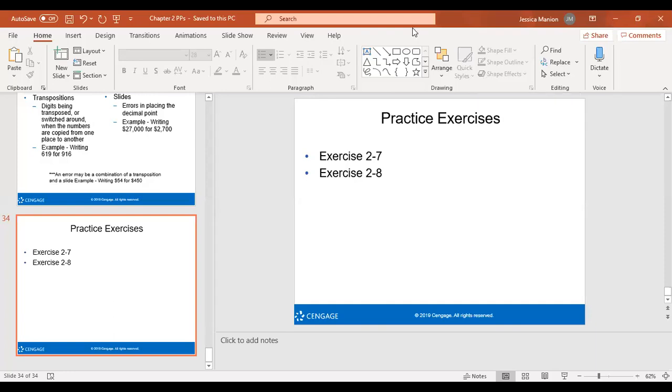PowerPoint. I am going to stop sharing that with you. And then of course these PowerPoints are all in OwlNet for you, so you can go through and look at these PowerPoints if you would like to as well.